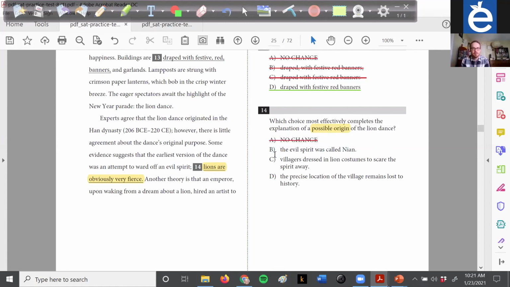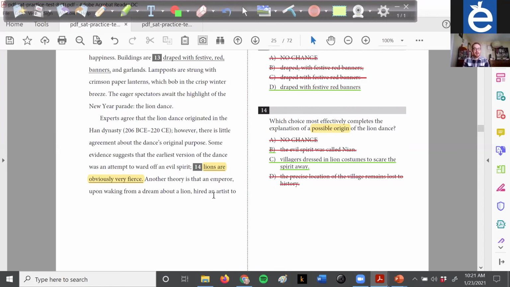B, the evil spirit was called Nyan. Okay, well that has something to do with it. C, villagers dressed in lion costumes to scare the spirit away. All right, that gives us more information than anything else. D, the precise location of the village remains lost to history. No, that's just kind of an explanation of what we don't know, right? C is our best answer.